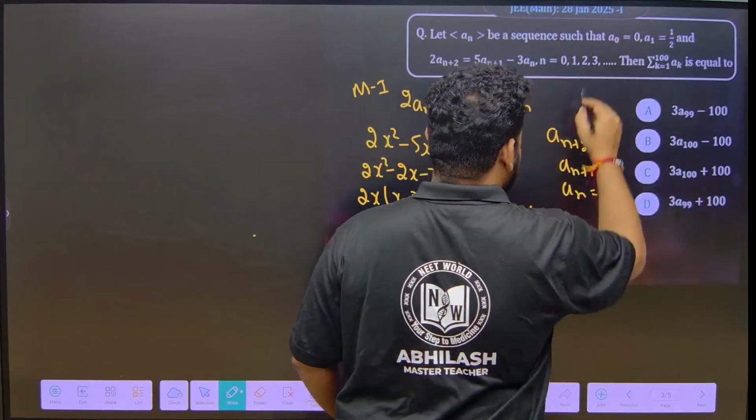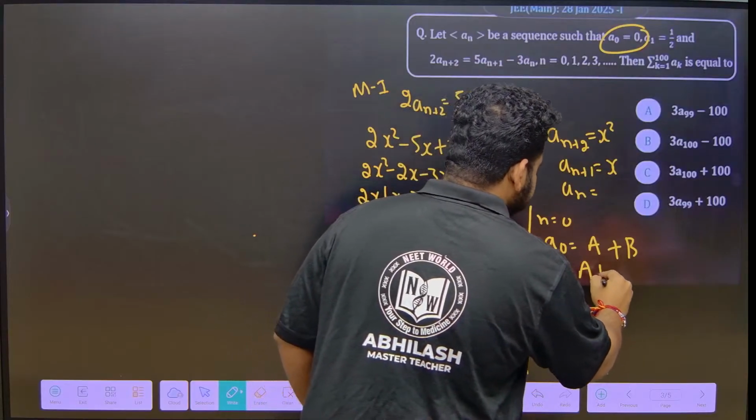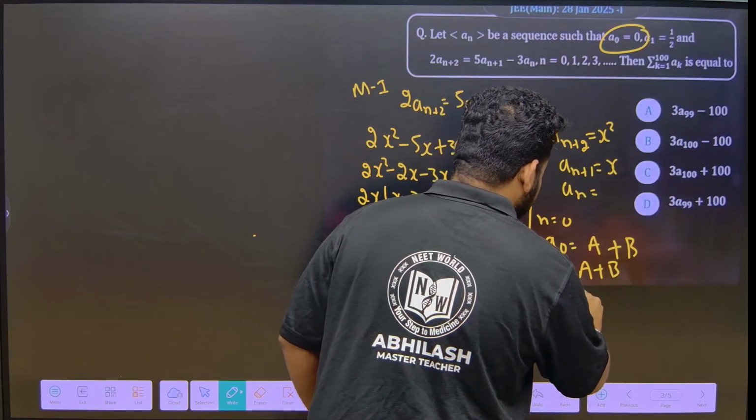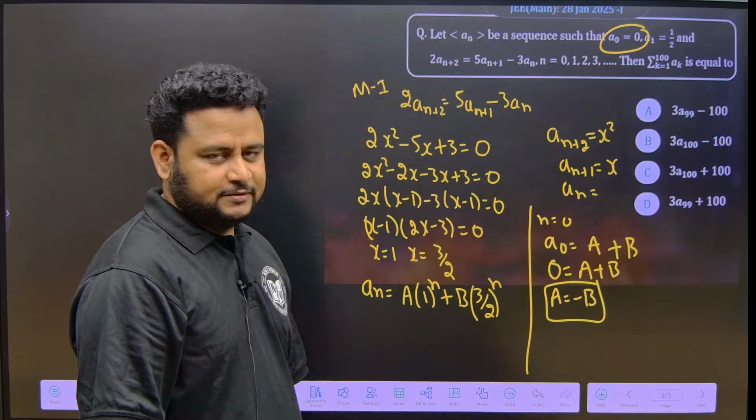So a of 0 is nothing but what? The value is given as 0. See here, a of 0 is given as 0. So this will become 0. So a plus b is equal to 0. That means a is equal to minus b. This is what I will get.